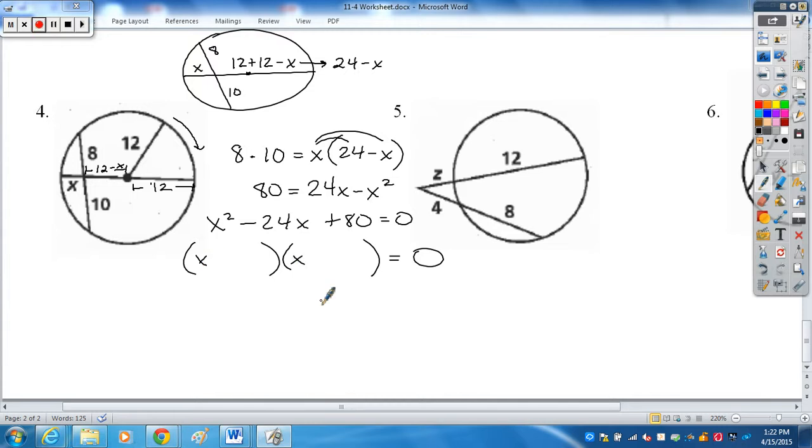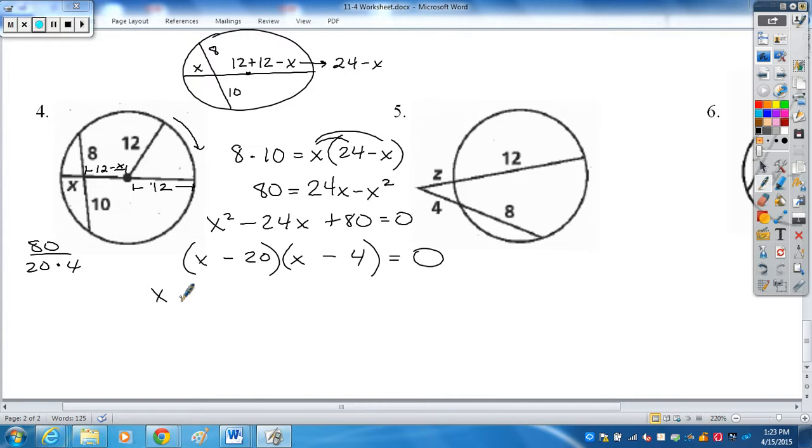You might want to pause your computer right here and see if you can do it on your own. I think the factors are pretty clear. What are the factors of 80 that would have a sum or difference of 24? 20 and 4 would be 80. So it doesn't matter where the 20 goes or the 4 goes. The last term is positive, so they're both positive or both negative. The middle term is negative, so they're both negative right there. So you end up with this from there.